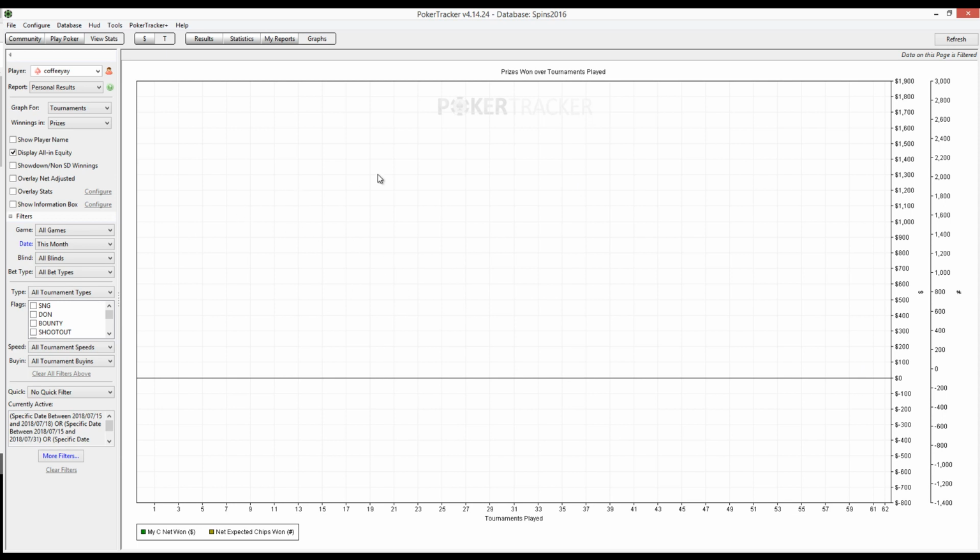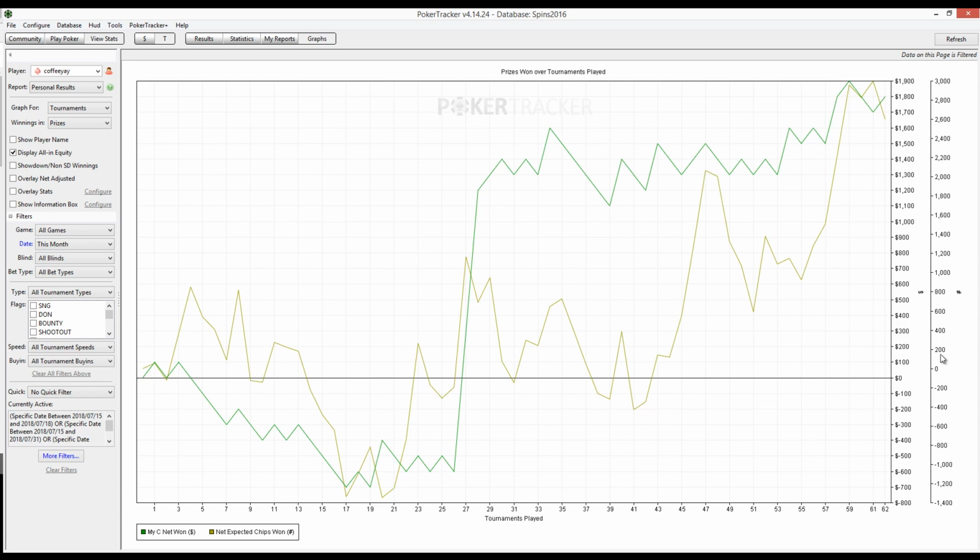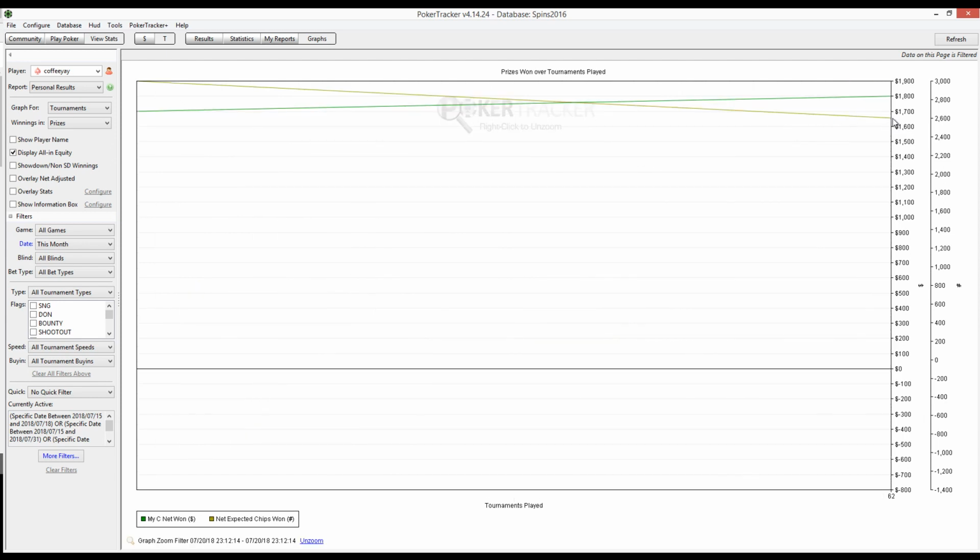One tricky thing about this graph: if you have it in prizes, and if I put these back to the default way, and I still leave the display all-in equity box checked, what you'll find is that there'll be 2 axes over here, 2 labels, dollars and chips. What's going on is that this green line will still be results in dollars, and this yellow line will be chip EV in chips. So there'll be 2 axes for that reason. Here, the chip EV will be down here, and it'll be 2,600 chips, while this is $1,800.